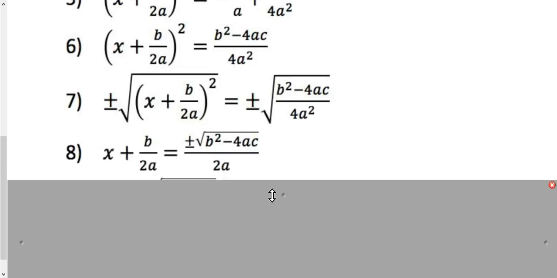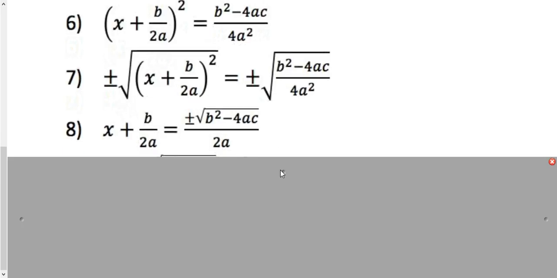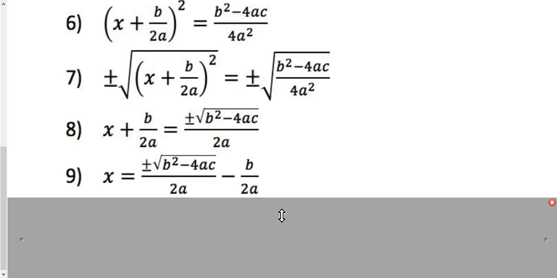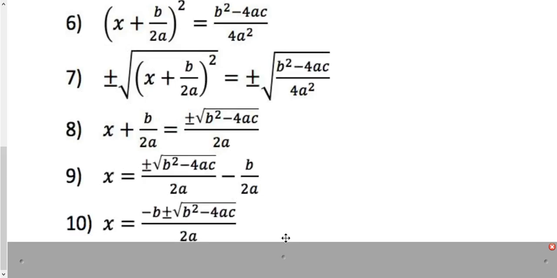And so we get this here. Remember, you can take the square root of the top over the square root of the bottom. Square root of the bottom, 4a squared, is 2a. And then we want to get x by itself by subtracting b over 2a. Now, normally when you write this as one fraction, you're going to put the negative b from subtracting b in front, all over your common denominator of 2a.